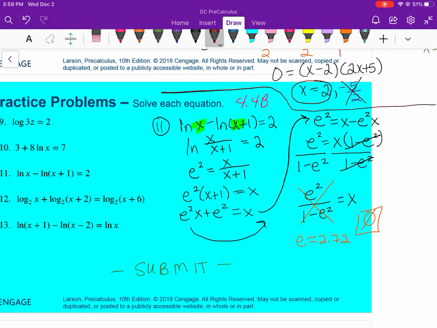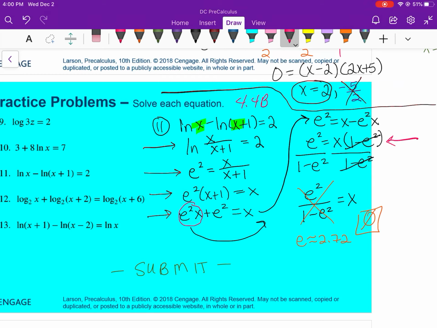For number 11, the first step that we did here, we condensed with division. And our second step here, we wrote it as an exponential. Multiplied both sides by x plus 1. Distributed e squared. And then what we had to do was we took any term with x in it to one side. So I moved this term right here over to the right hand side. And then on this right here, for that step, I factored out an x. Then I divided, and then we checked it.